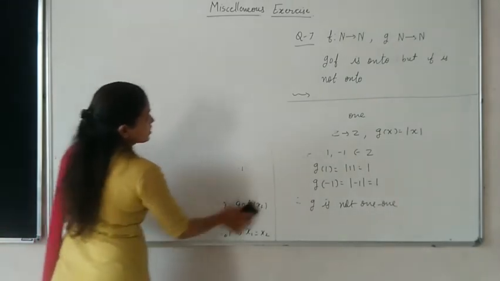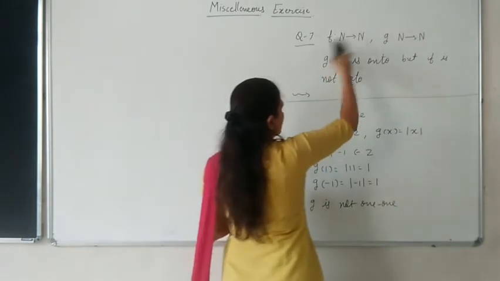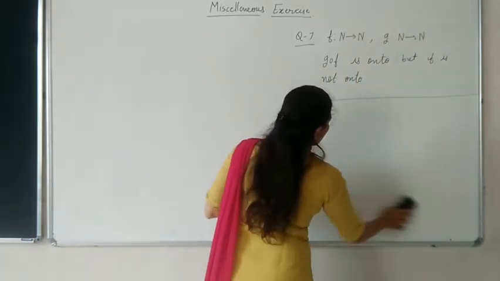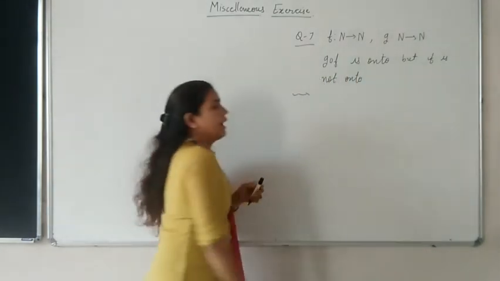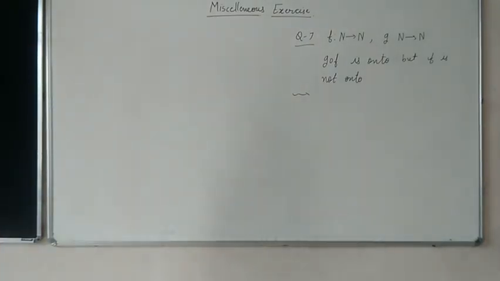Give two examples of functions f and g from N to N such that g composition f is onto, but f is not onto. So here we have to take two given functions.